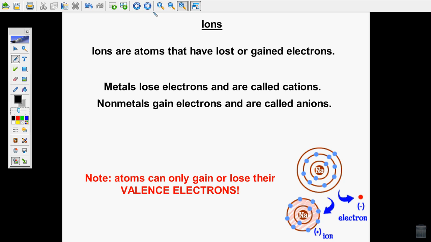Okay, our last topic is ions. Ions are atoms that have either gained or lost electrons. Metals that lose their electrons are called cations. Nonmetals that gain electrons are called anions. One very important thing to note is that atoms can only gain or lose electrons in their valence shell, so their valence electrons. The electron on the outside energy level is a valence electron, so it's only going to lose that one electron.